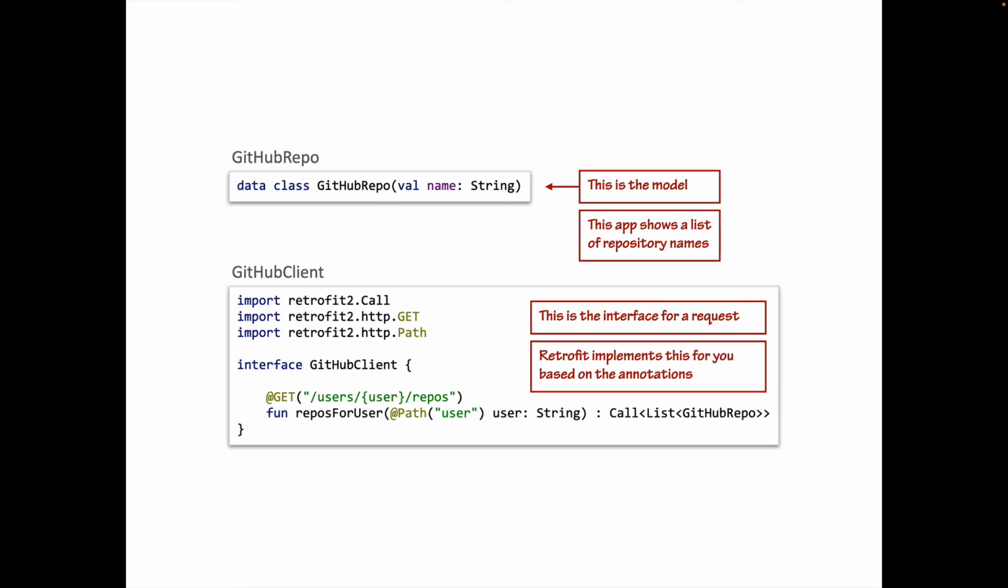The GitHub client class that you see here is actually an interface that will be implemented by the Retrofit library. The implementation is guided by the annotations we provide in the interface. Here, we want it to create a function, repos for user, that takes a GitHub username and returns a list of the repositories owned by that user.